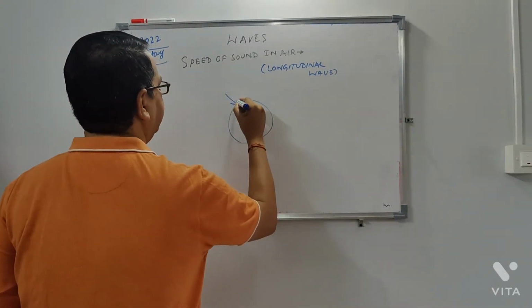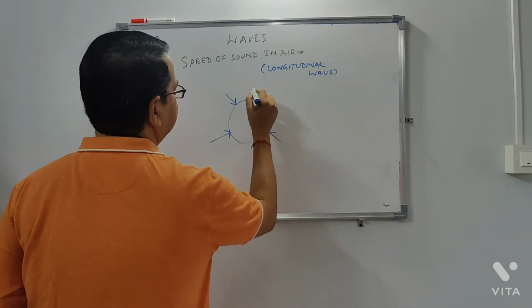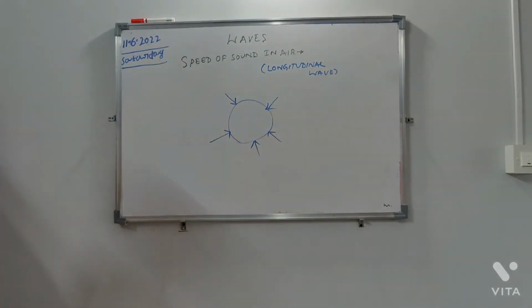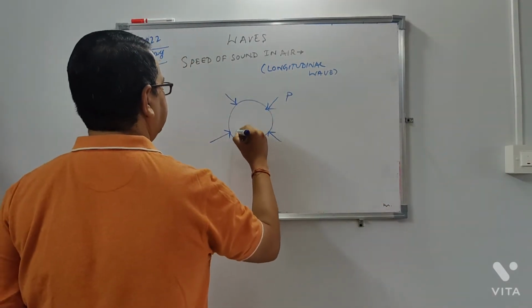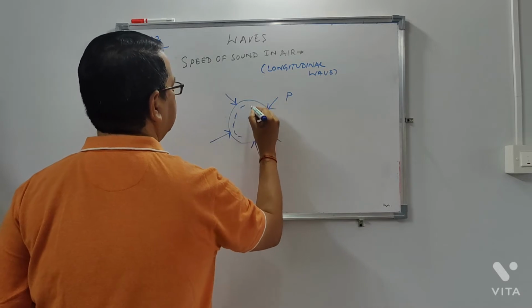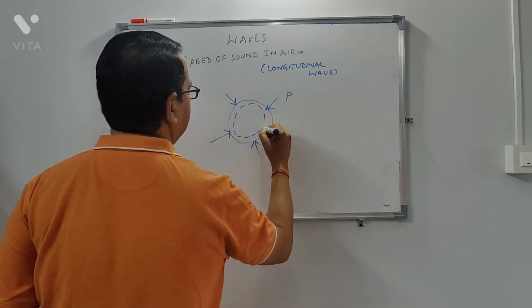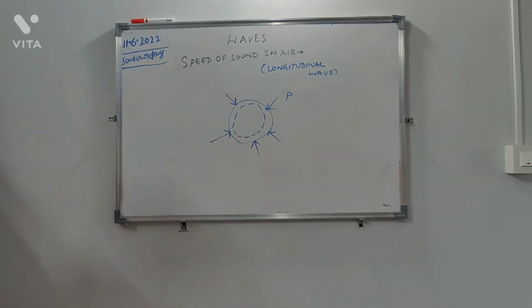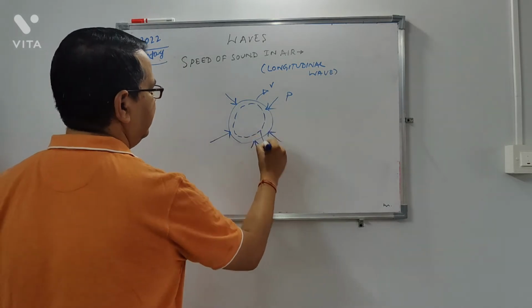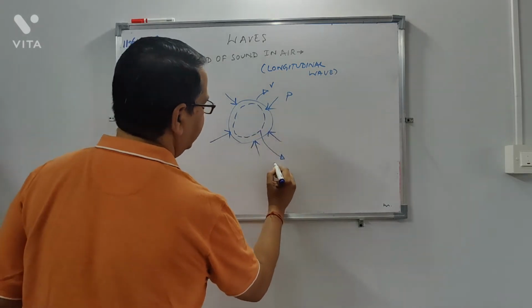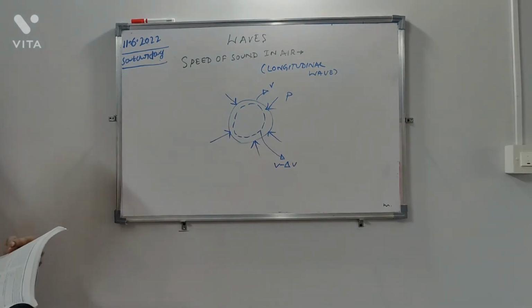I am applying some pressure, so my volume got compressed to something like this. My initial volume is V. My final volume is V minus delta V.